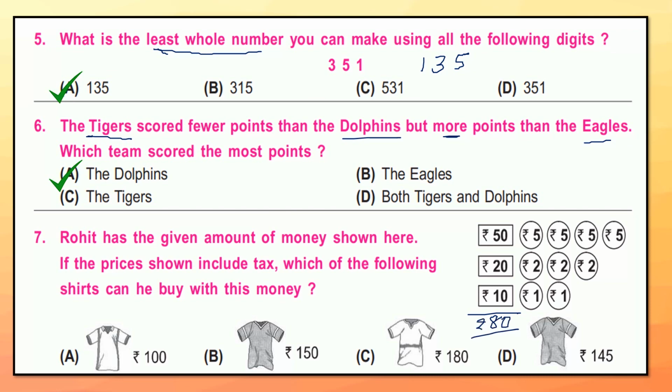Among the coins, 5 into 4 is 20, 2 into 3 is 6, 1 into 2 is 2. So we have 28 rupees when counting the coins. So 80 plus 28 gives us 108. Therefore, with that money, including the tax, he could buy option A, shirt for 100 rupees.